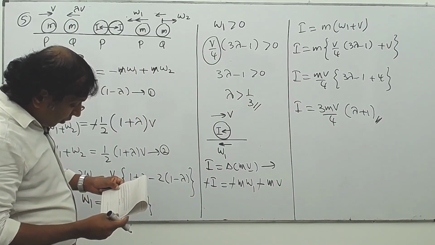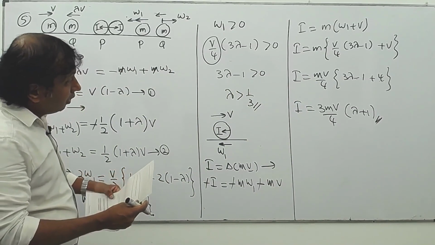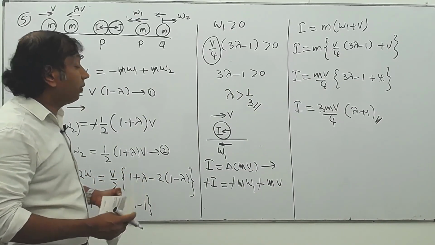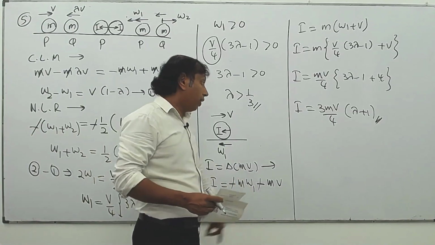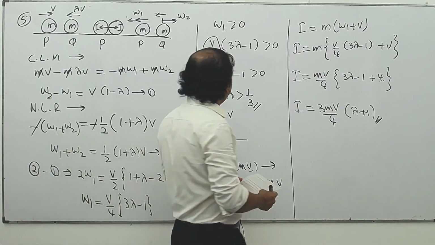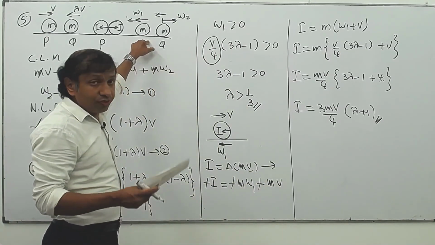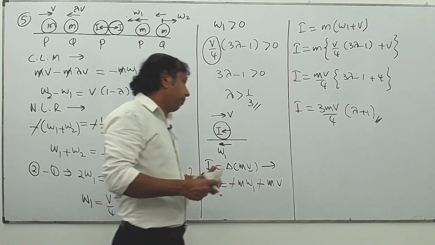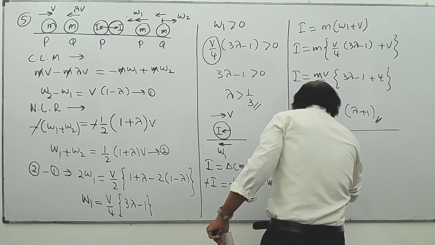Show that the impulsive force at the impact is this much, and another one is asking the loss of kinetic energy. The easiest way of finding the loss of kinetic energy: first of all, we applied I equals delta mv for P, and apply I equals delta mv for Q as well. That is the easiest way of getting this.